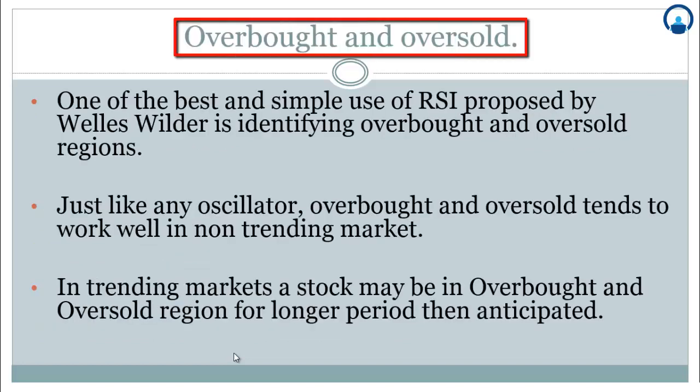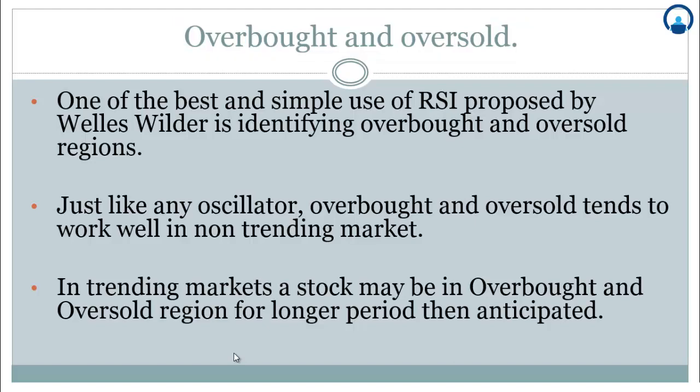Overbought and oversold conditions in RSI. One of the best and simplest uses of RSI proposed by Welles Wilder is identifying overbought and oversold securities. Just like any oscillator, overbought and oversold tends to work well in a non-trending market. In trending markets, a stock may stay in the overbought or oversold region for a longer period of time than anticipated.